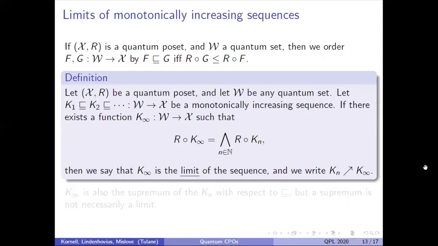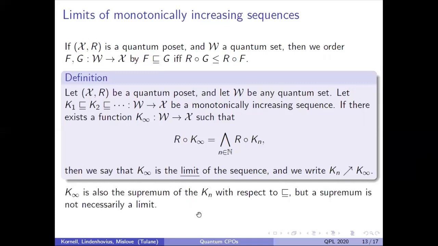And this is the quantum analogue of monotonically increasing sequences in ordinary posets, and this describes the supremum of such a sequence. So we call this a limit, but k infinity in this case is also the supremum of the kn with respect to this order we defined above. But generally, a supremum is not necessarily the same as a limit. So in the quantum world, things are slightly different.